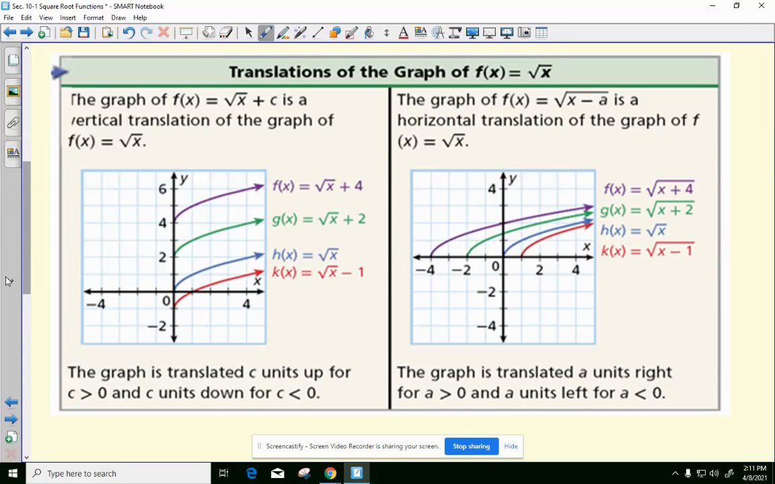Because the number is under the square root. Now, if it's plus, it goes left. If it's minus, it goes right. So that one says minus 6. So it should be something to the right 6 units. So if you looked around this room, you probably could find this graph by just realizing it's something that's been shoved off to the right 6 units.